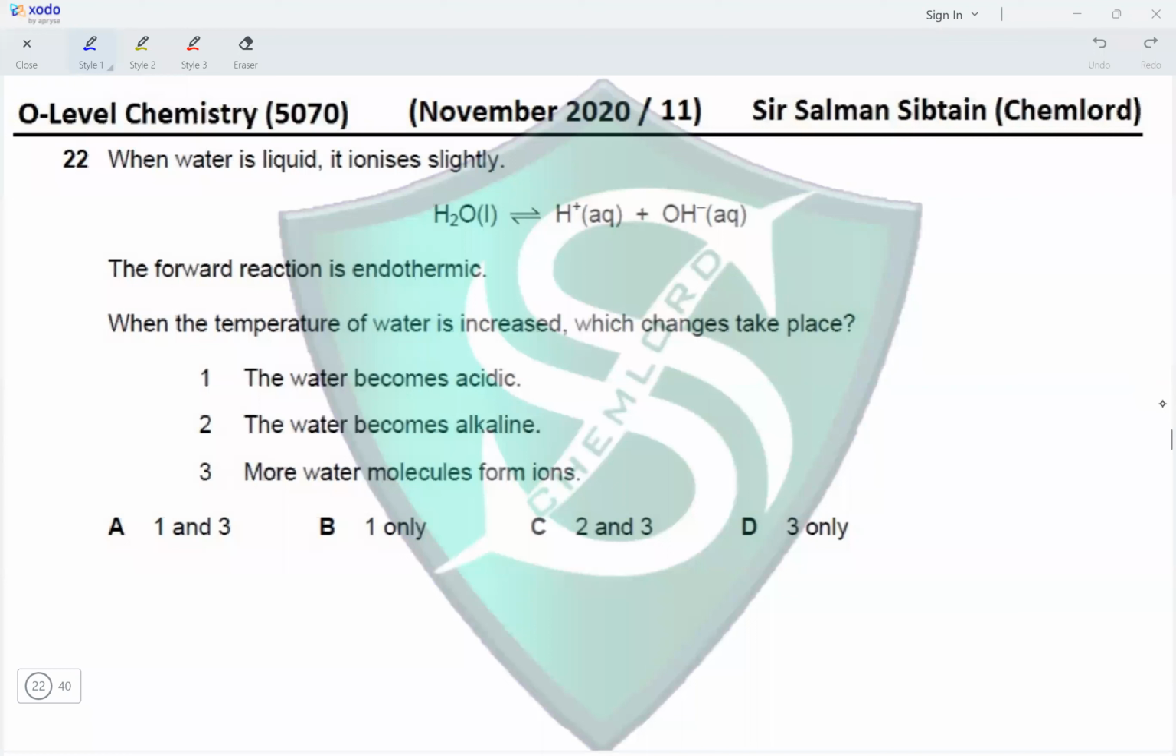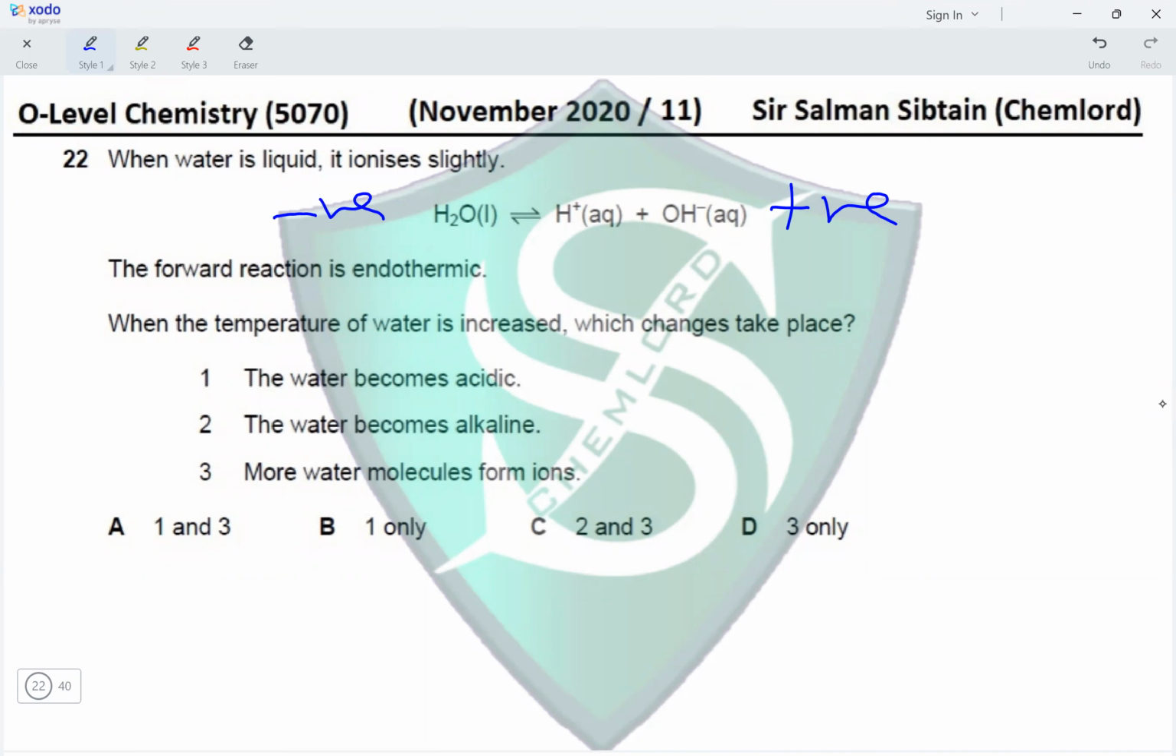Question 22. When water is liquid, it ionizes slightly. Yes, it gives H positive and OH negative ions in equal quantity or in equal concentration. The forward reaction is endothermic, which makes the backward reaction exothermic. Okay, when the temperature of water is increased, which changes take place? Okay, the water becomes acidic. That means the forward reaction is favored.